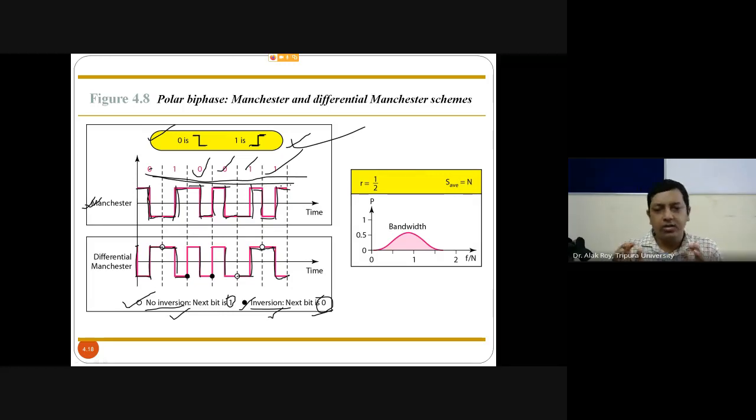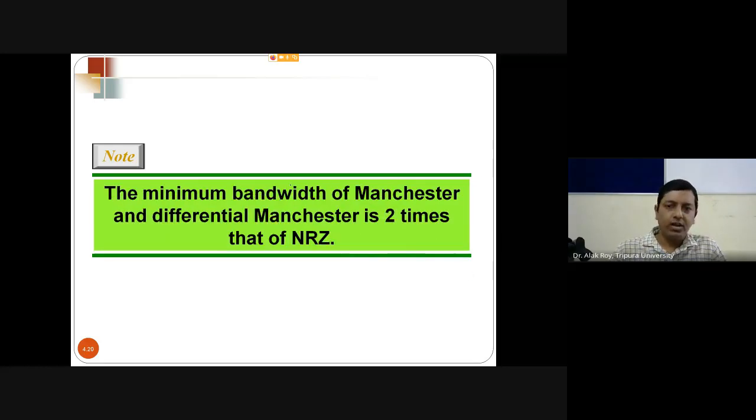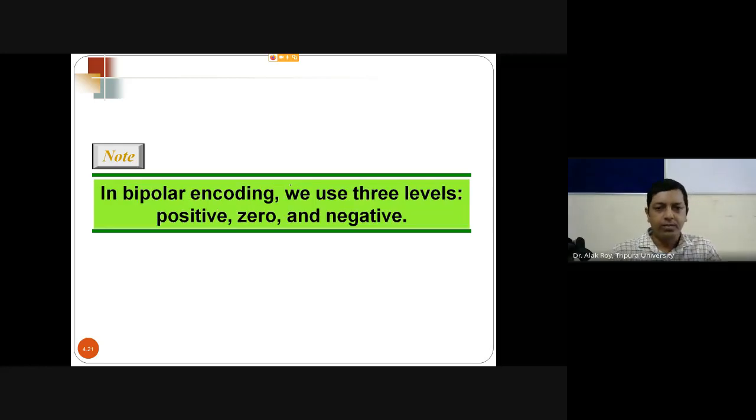If you are still confused with the technique, just rewind the video and check it again. The summary is that in Manchester and differential Manchester encoding, the transition at the middle of the bit is used for synchronization. Minimum bandwidth of Manchester and differential Manchester is 2 times that of NRZ, the non-return to zero scheme.